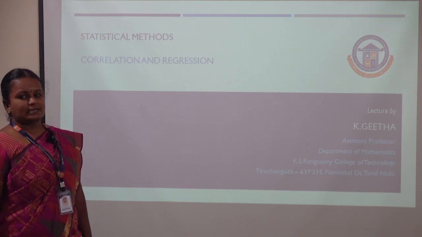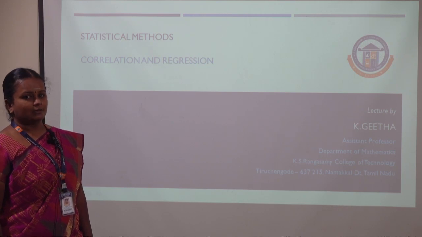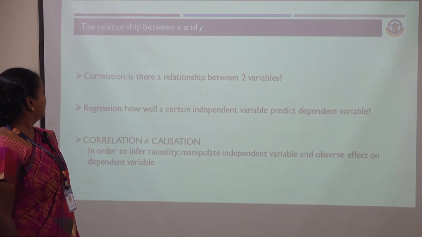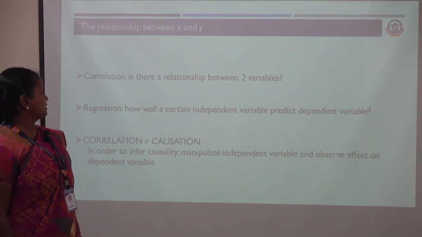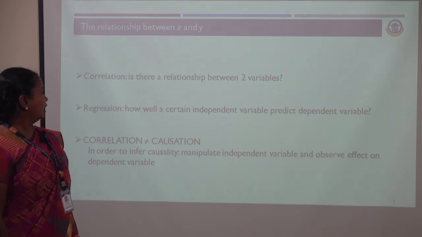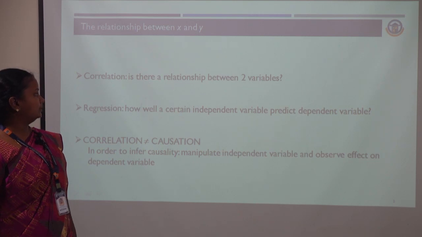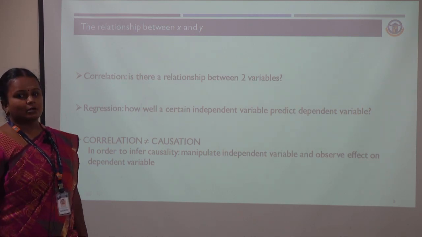Today my subject is Statistical Methods. In this subject we have 5 modules. One of the modules is Correlation and Regression. Relationship between X and Y. Correlation is a relationship between two variables. Regression is how well a certain independent variable predicts dependent variables. Correlation is not equal to causation.